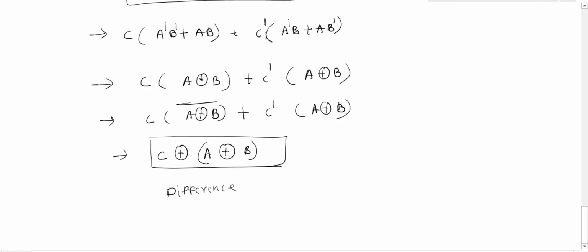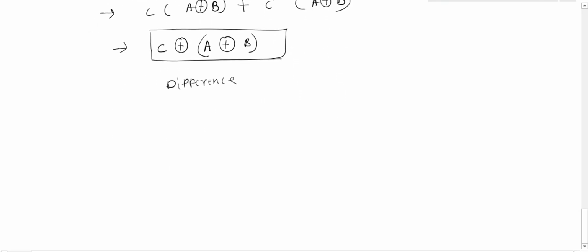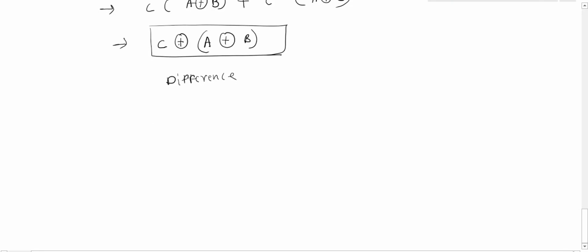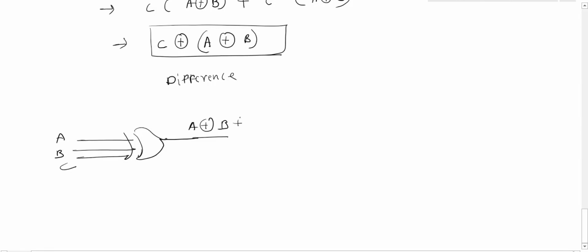Now this simplified expression we can implement by using the special gate XOR. Now two XOR gates are required. The first XOR gate for the inputs A and B, which is giving the A XOR B. The third input is also C. I can write here the A XOR B XOR C. And the borrow I can implement as it is.